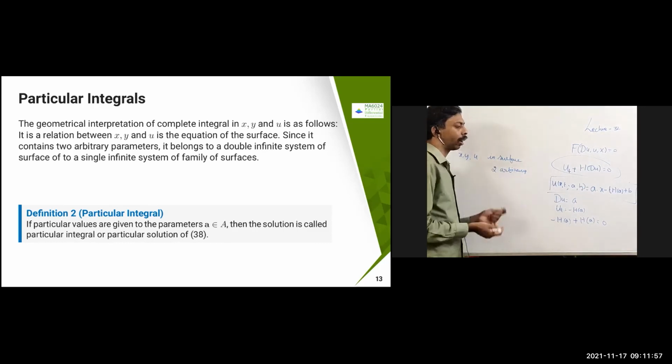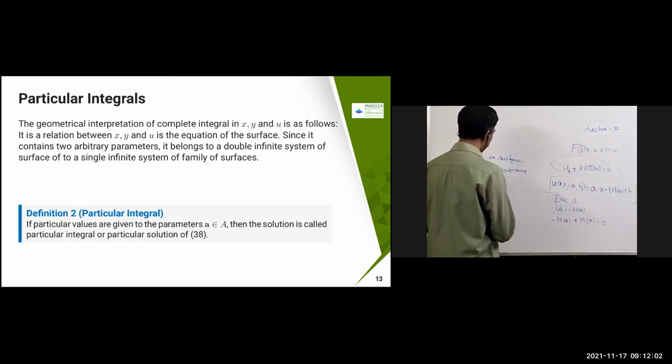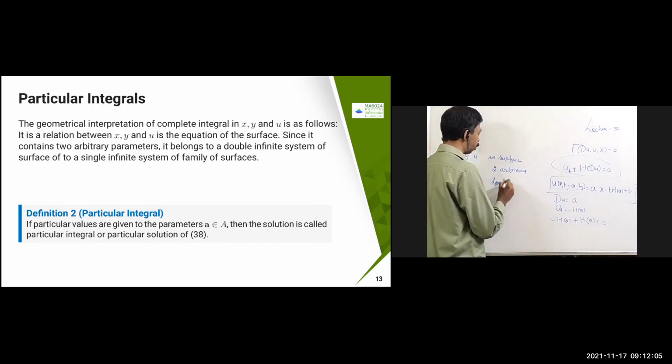That means you are going to get an uncountable number of things. Therefore, what you are going to get is a double infinite system of surfaces. You are going to get a double infinite system of surfaces.